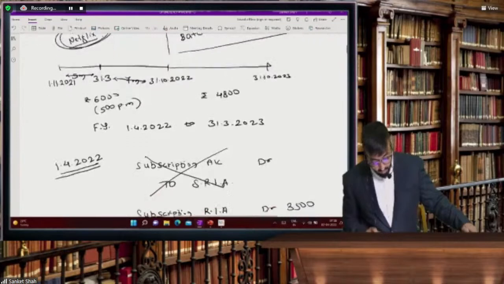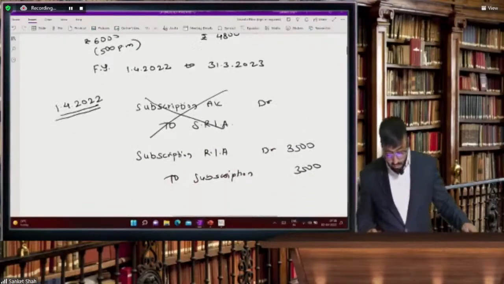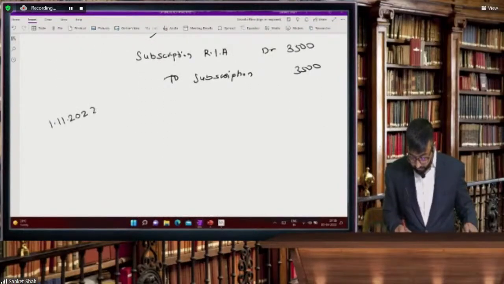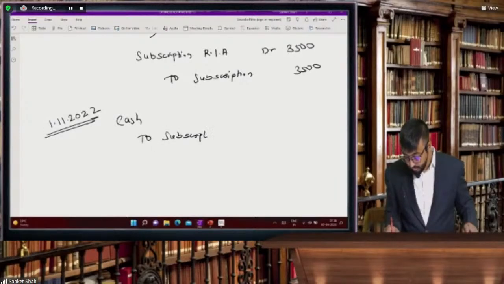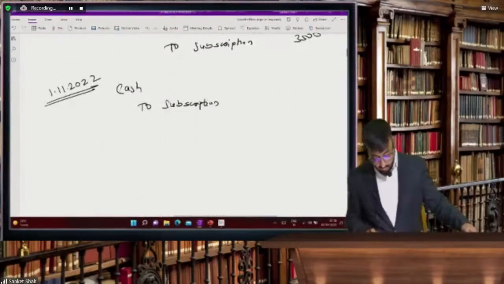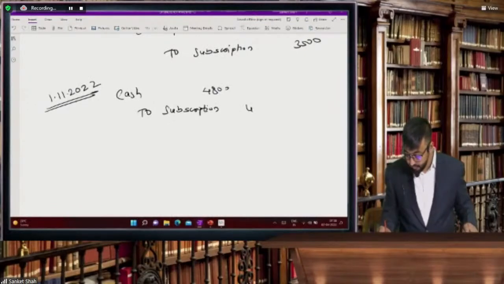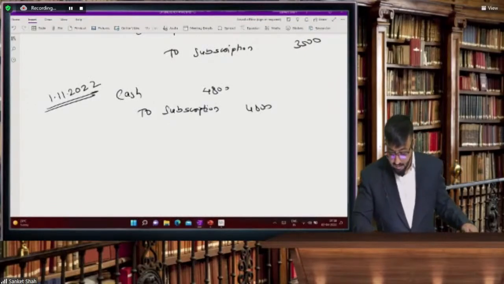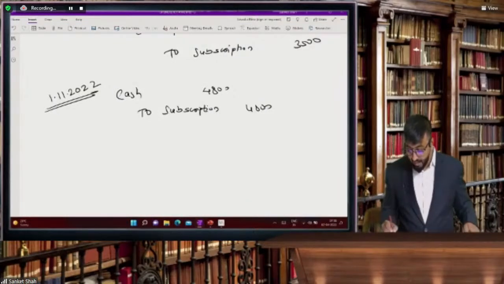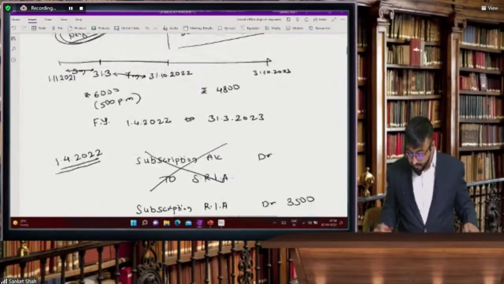Then you received on 1/11/2022: cash account debit to subscription 4,800.